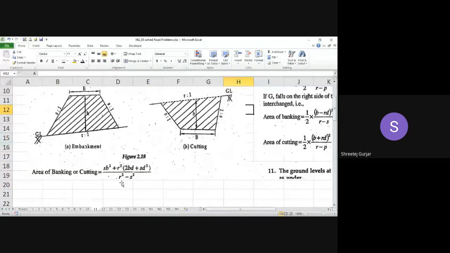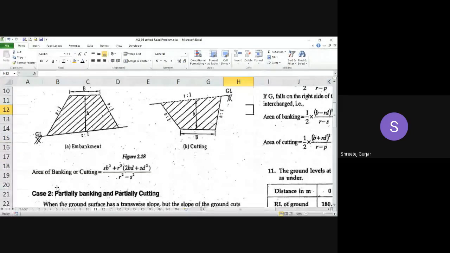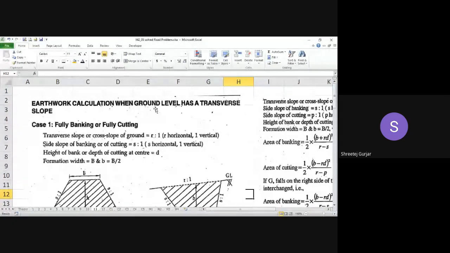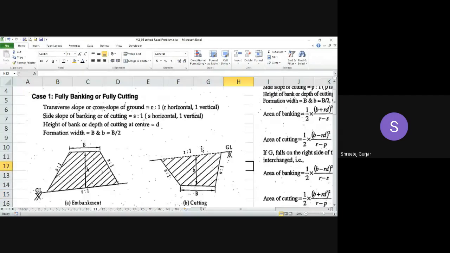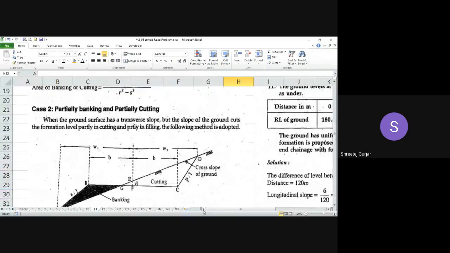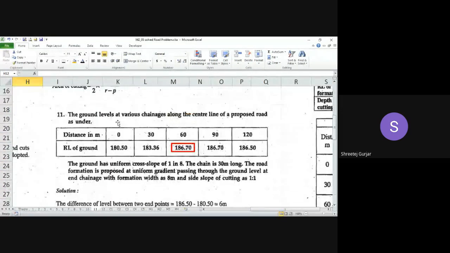Remember only this formula. The area of banking or cutting is given by this formula. So this is earthwork calculation when ground has a transverse slope. In the previous numericals, there was a statement mentioned in your question that the ground is level and has no transverse slope, right? And when it has a transverse slope, we have to use this formula. So let us look into a numerical, wherein if you solve it, you will have a clear picture of what we have to do.